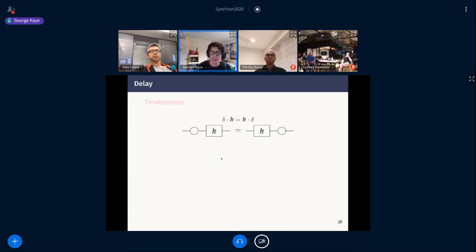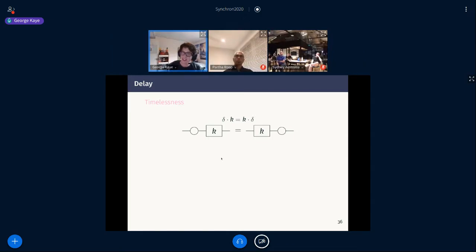Now for delay, we've got some slightly more complex axioms. So if we've got a delay followed by a gate, then we just shift it to the other side, because we don't really mind if we delay the start of it or the end of it. It's still going to happen at some point.